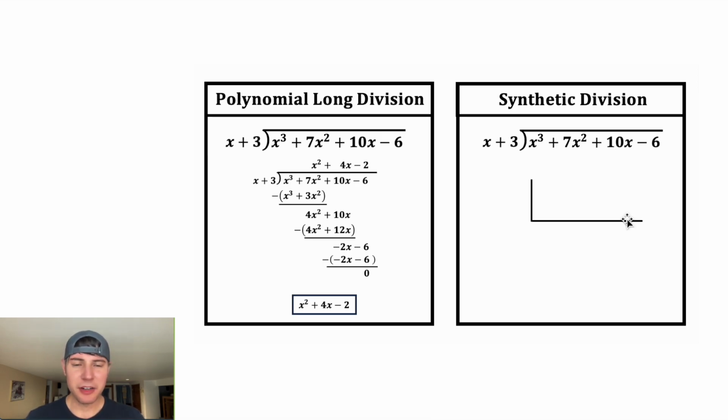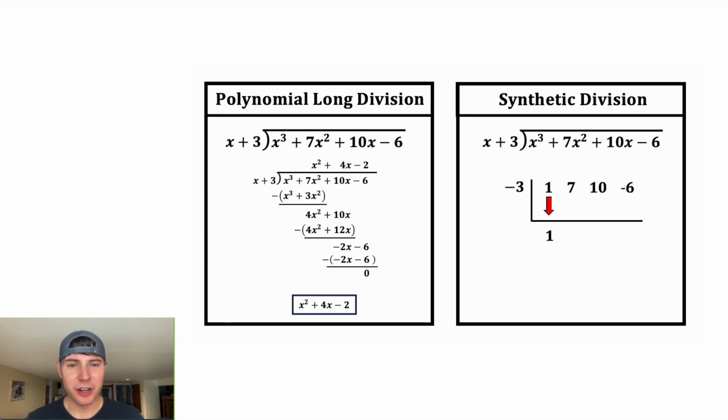We're going to set up the box, and on the outside for the x plus 3, we put a negative 3. This is the corresponding root or solution for this factor. And then on the inside, we're just going to put the coefficients. So for this x cubed, we're going to put a 1. And then for the 7x squared, we're going to put a 7. For 10x, we're going to put a 10. And then for negative 6, we're going to put a negative 6. And then we'll do the synthetic division.